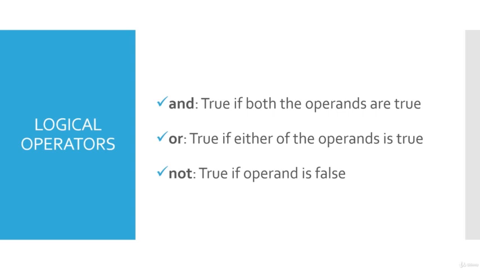And the second logical operator is called OR. The OR operator returns true if either of the operands is true. If one of the two sides of the OR operator is true, then the output will be true in this case. The third logical operator is called NOT, and it returns true if the operand is false, and it complements the operand. Let's take a simple example to see how to use the logical operators in Python in action.